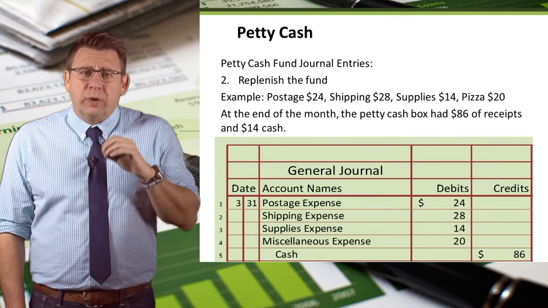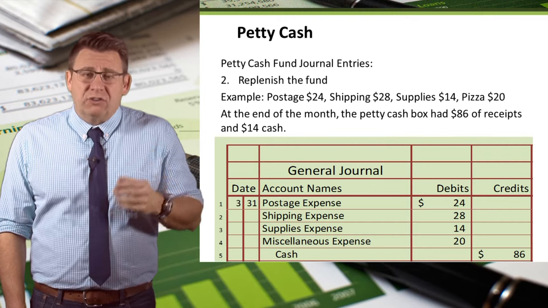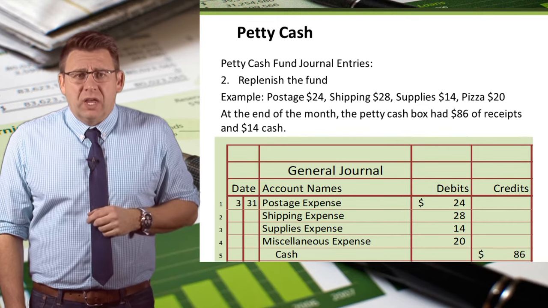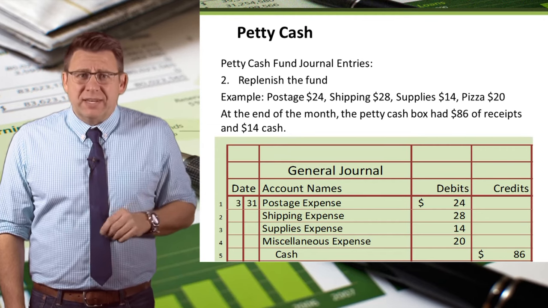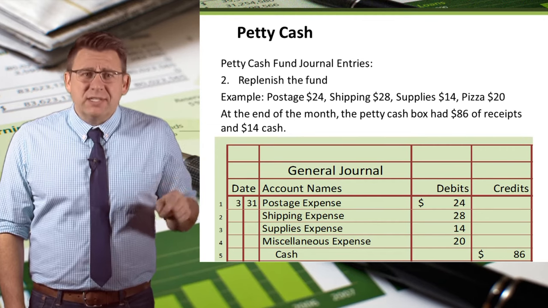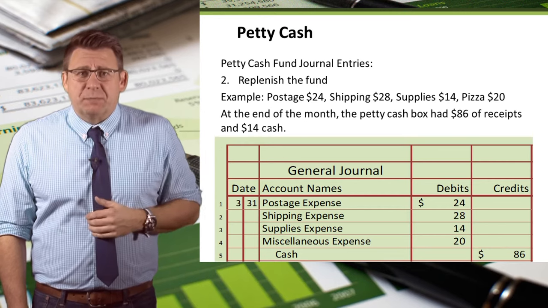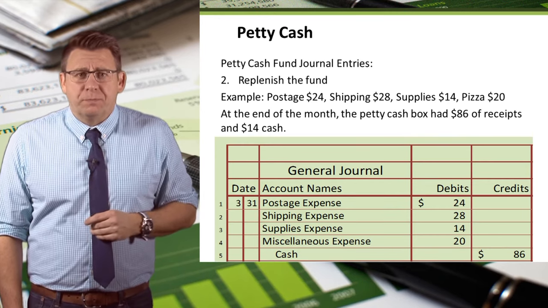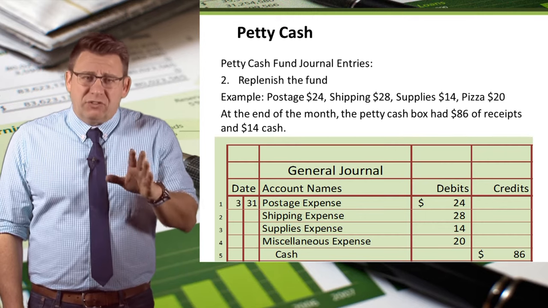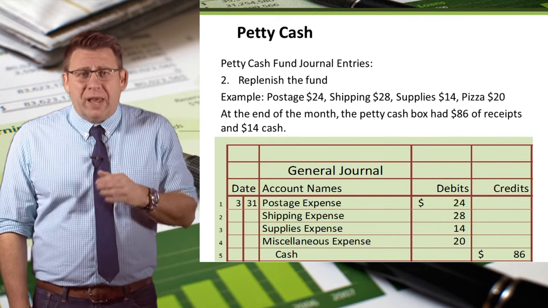In order to do this, we need to make a journal entry and write a check to ourselves. In this example, we debit postage expense, shipping expense, supplies expense, and miscellaneous expense for the amounts, and we credit cash for $86. Once we cash the $86 check, our fund will be back to $100.